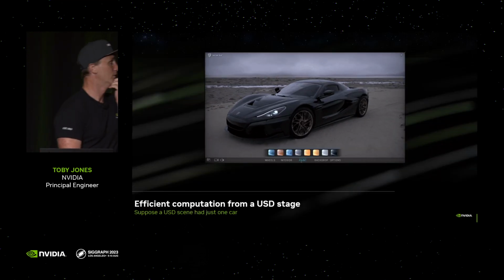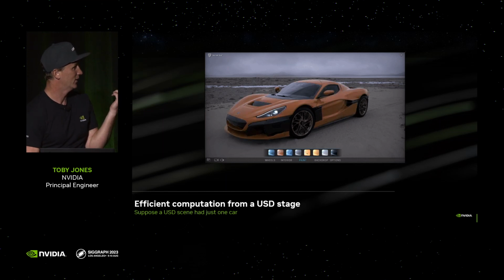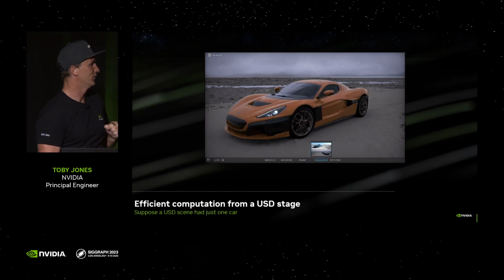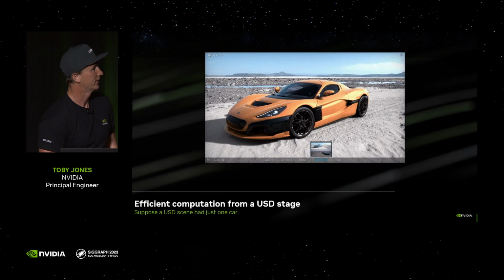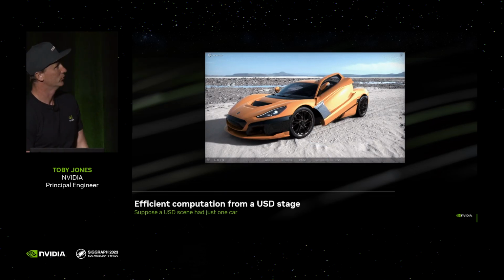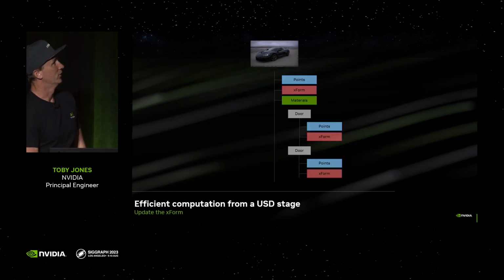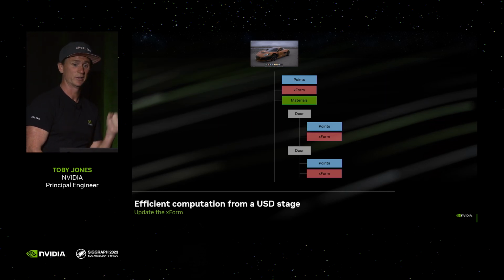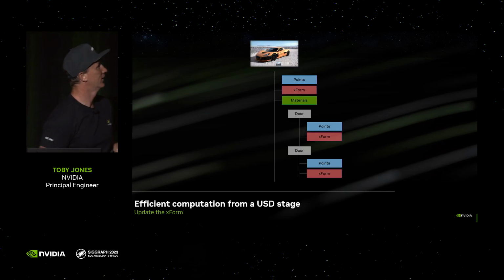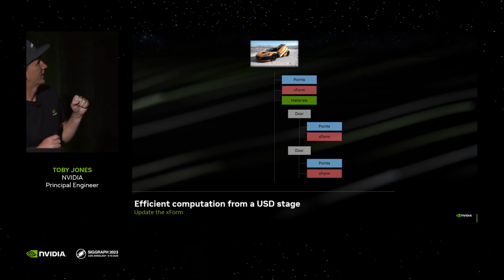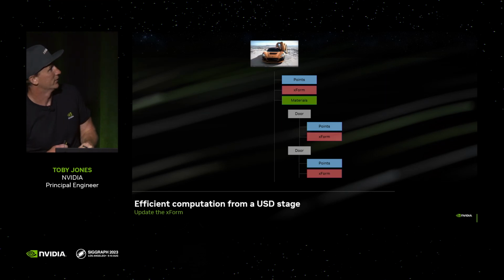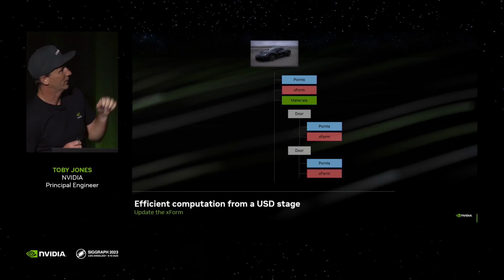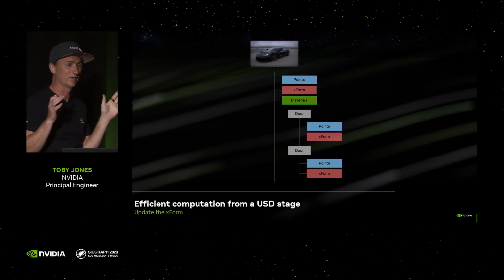I'm going to go back to simple again. Suppose you just had a USDC and you had just one car in there, and lots of cool, pretty stuff you do with it. So I drew a simplified version of what the USD stage would look like. The important thing to know is that the thing I care about is updating that little xform up there under the points for the car. I don't care about the xform for the door right now. It's not opening and closing.